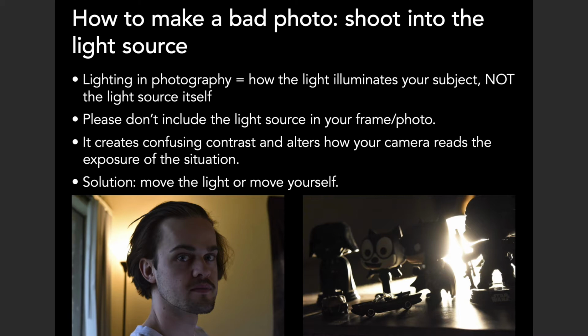And you're drawn to the light, even though rarely it is the actual moment of emphasis. It's not what you want people to be looking at. You want them to be looking at your subject matter. Also, when you include the light in your photograph, the camera is reading that for part of the exposure, and since it sees that part of it is so bright, it has a tendency to make everything else dimmer.